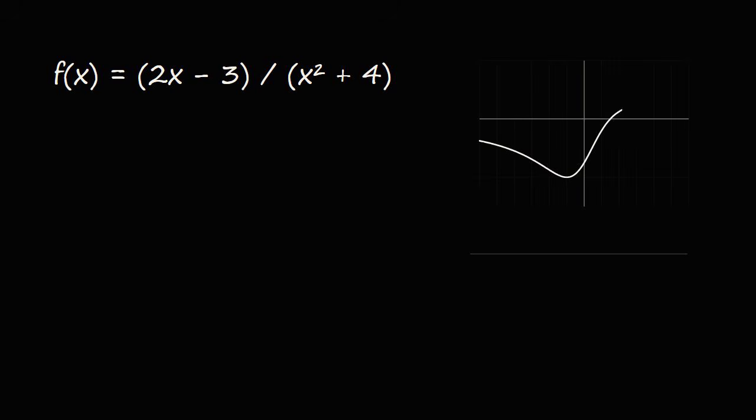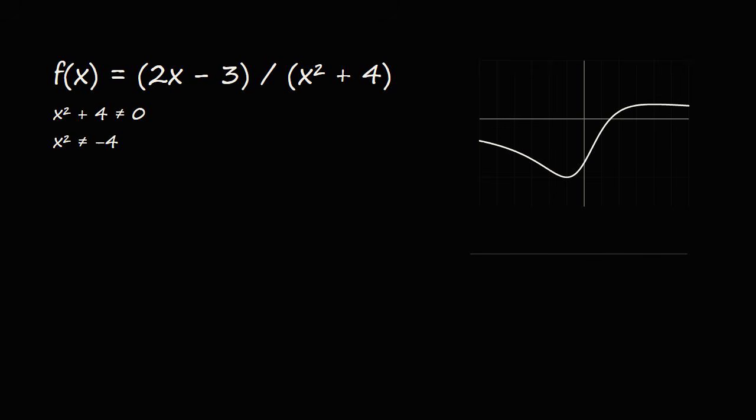Here's a trickier looking one. f(x) = (2x - 3) divided by (x² + 4). As always, we set the denominator not equal to 0. x² + 4 ≠ 0. Subtract 4 from both sides, and you get x² ≠ -4.